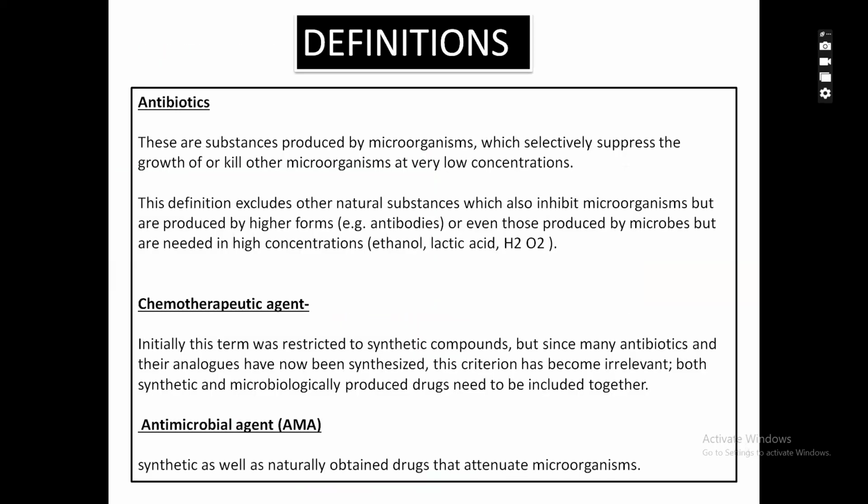So coming to the definition of antibiotics, antibiotics are substances produced by microorganisms, whereas chemotherapeutic agents were restricted to synthetic compounds. But nowadays, this classification doesn't separate the two. So both synthetic as well as naturally obtained drugs come under the umbrella of antimicrobial agents. The topic of my presentation is antimicrobials in ICUs. So antimicrobial agents consist of both natural and synthetic compounds.